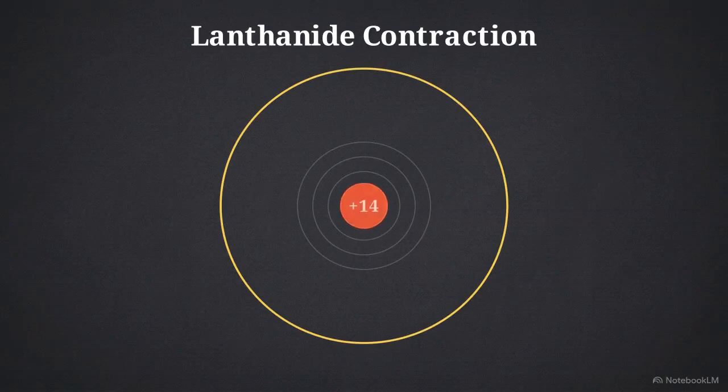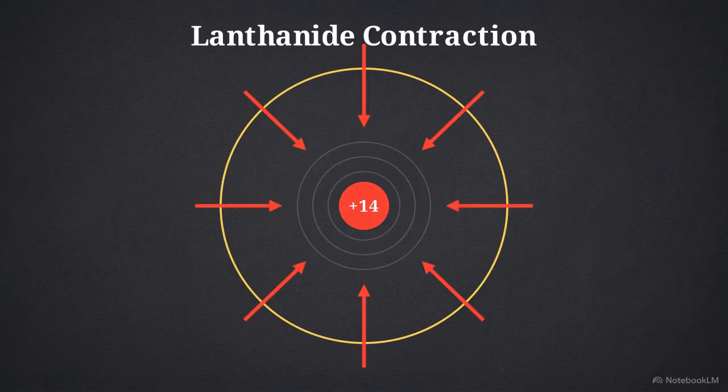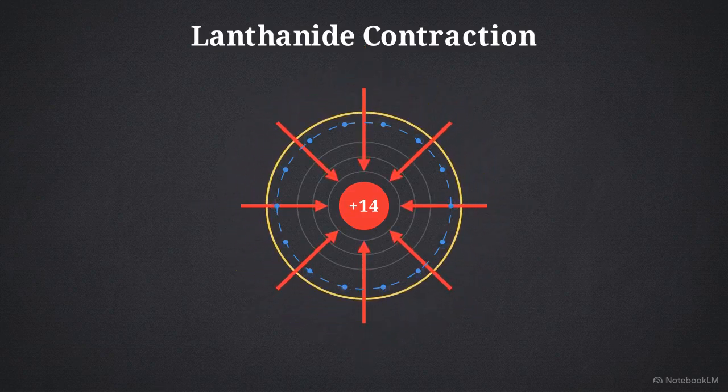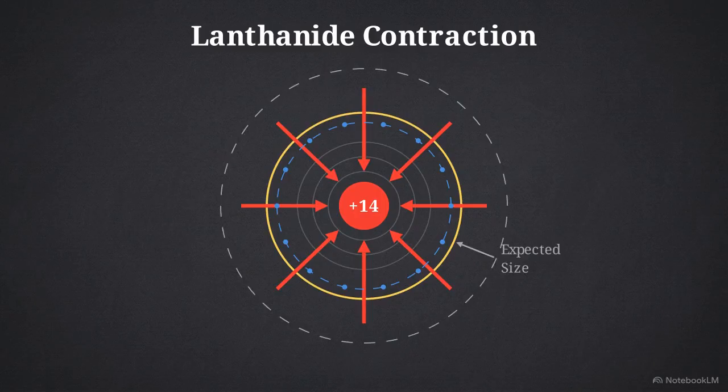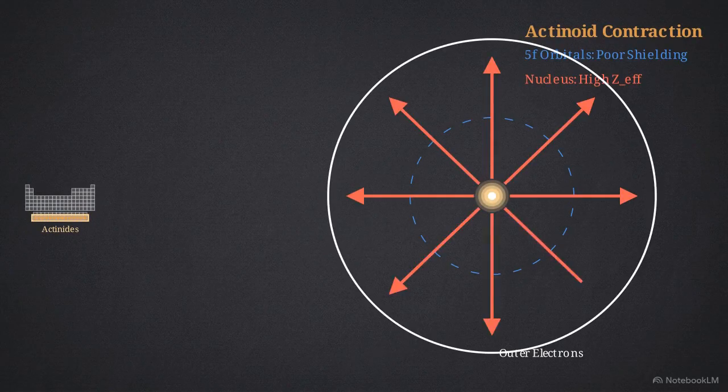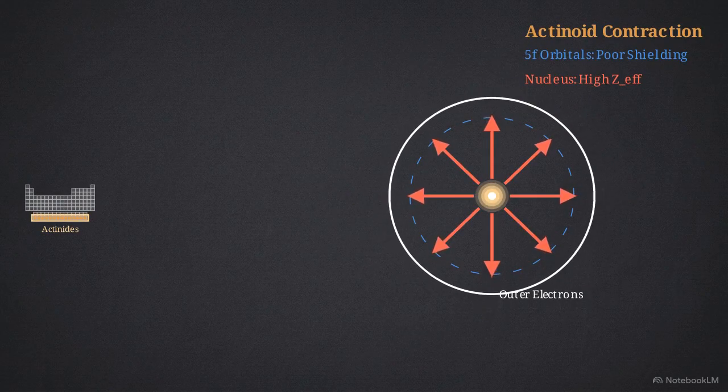The nucleus gains 14 protons of inward pulling power, but the 14 new f electrons fail to block that pull. This surge in effective nuclear charge pulls the outer shell inward, negating the size increase of the newly added shell. F orbital geometry dictates the scaling laws and physical properties of the heaviest elements. The actinide series experiences a more extreme contraction because their 5 f orbitals provide even less shielding.